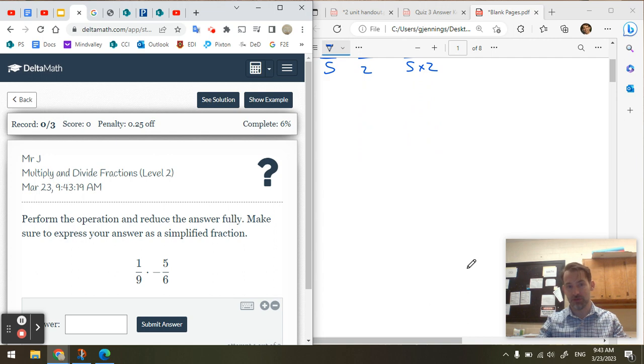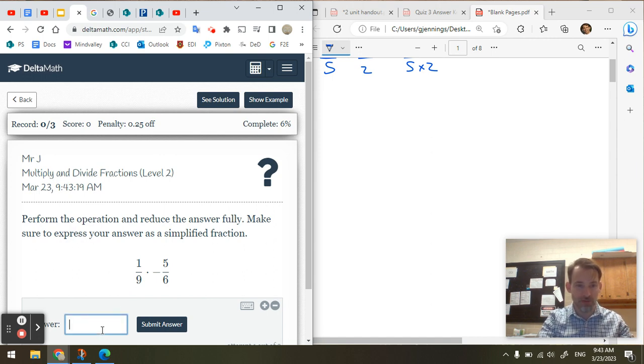1/9 times -5/6. Okay, so here we got negatives showing up again. I have one negative multiplying one positive. The answer will be negative because you just count the negative signs. If it's odd, then the answer is negative. If it's even, the answer is positive. That applies to multiplication and division. Okay, so here, not addition and subtraction.